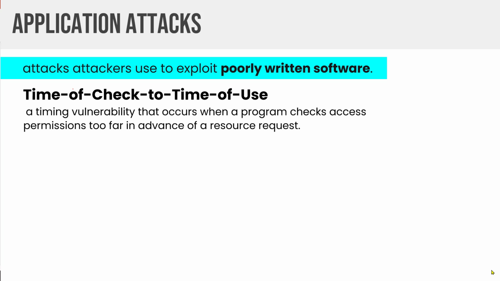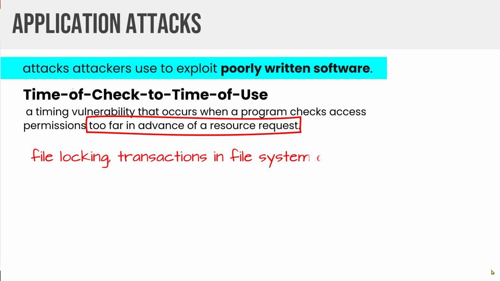So continuing down the poorly written software, time of check to time of use. It's a timing vulnerability that occurs when a program checks access permissions too far in advance of a resource request. So file locking, transactions in a file system or an OS kernel are considered good countermeasures. This is a tough one to combat.